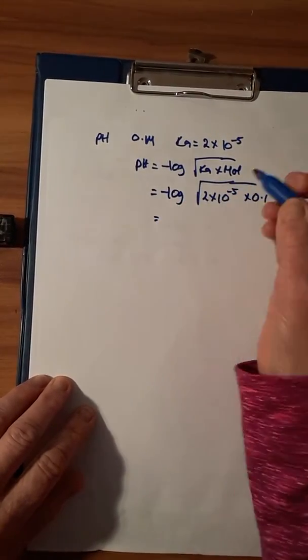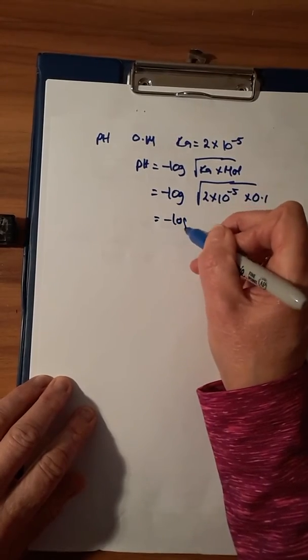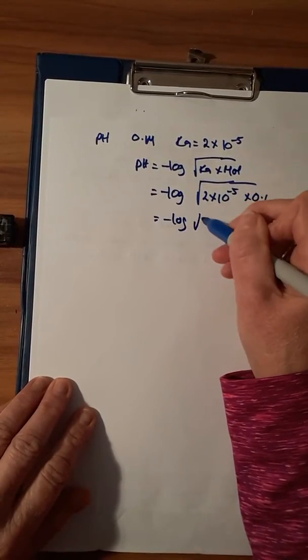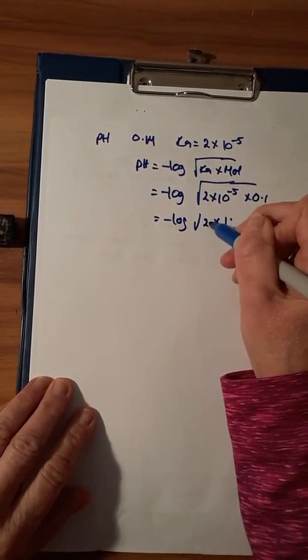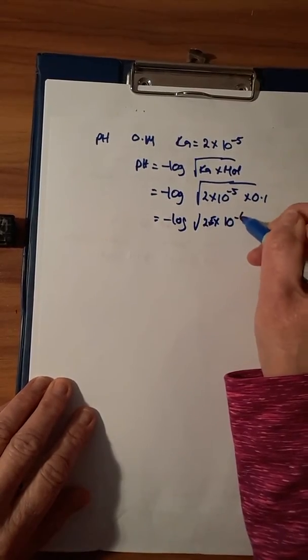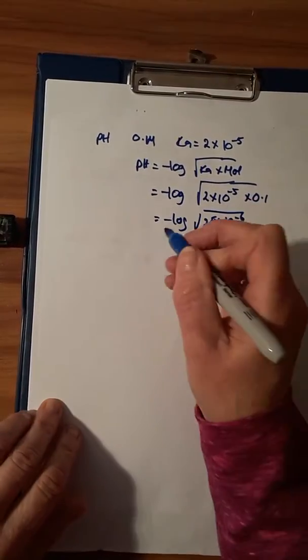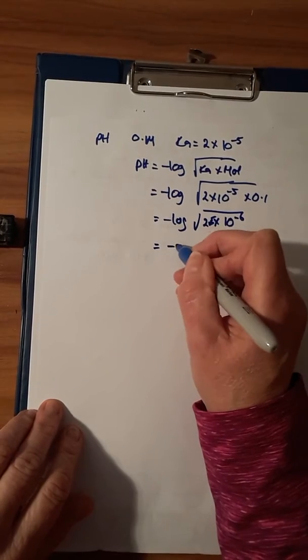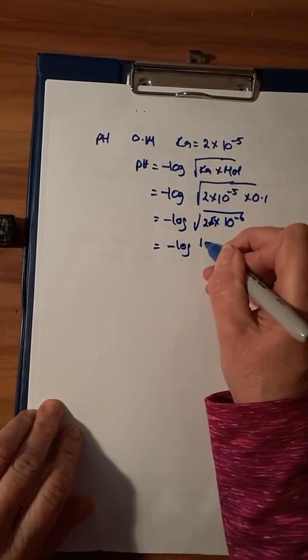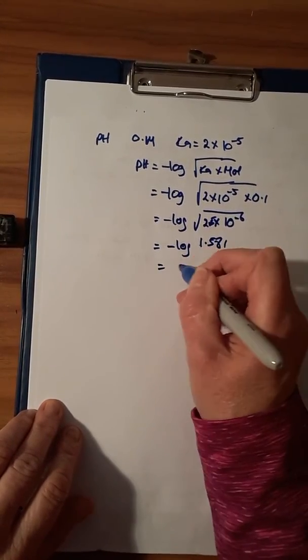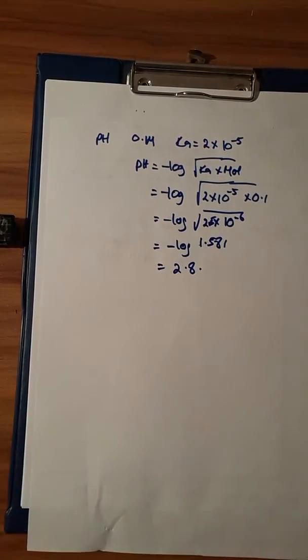So that will give me minus the log of the square root of 2 by 10 to the minus 6. And then when I put that into my calculator, I'll get minus the log of 1.581, which gives me a pH of 2.8.